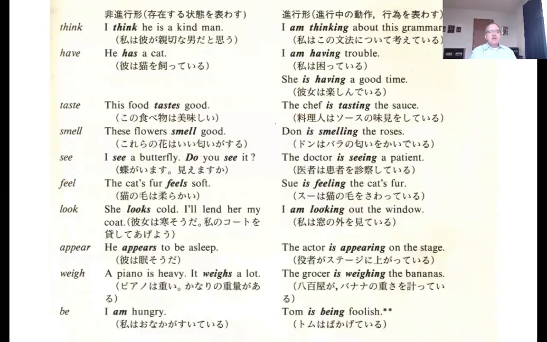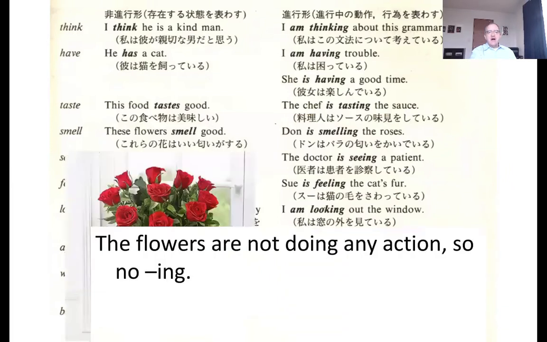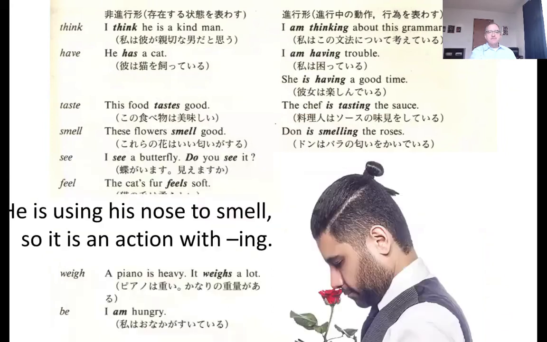Now these flowers smell good. Again, the flowers don't do any action. There they are. The flowers are not doing any action, so no ing. Don is smelling the rose. Okay, he picks up the rose, he puts it to his nose. Okay, that's an action, so we're going to use ing.